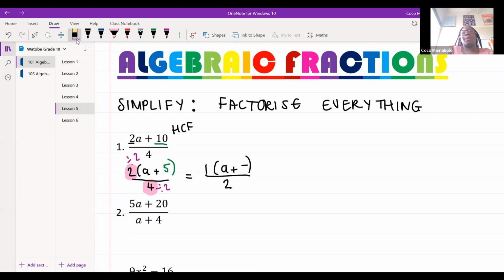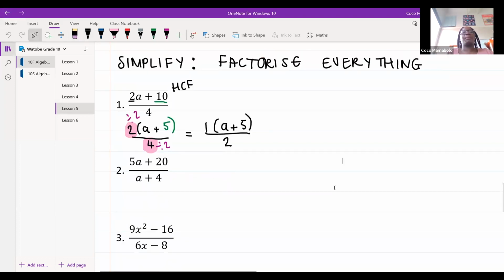Okay. Now I'm going to ask you guys, do I have anything common on the top and on the bottom? Is there anything common? Yes or no? No, there's nothing common. So I cannot simplify anymore. That's as far as it simplifies.